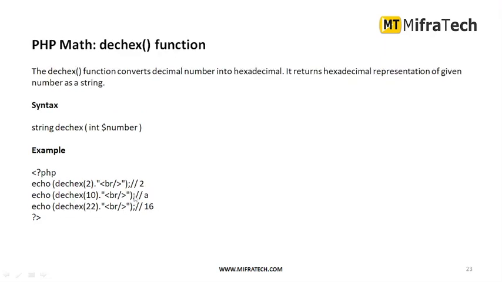Dechex returns any given decimal number as a hexadecimal number. The syntax has changed a little bit, like dechex. For 2 it gives 2, for 10 it gives A, and for 20 it gives 14.